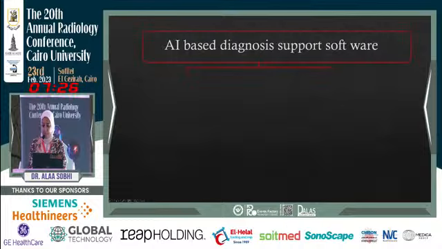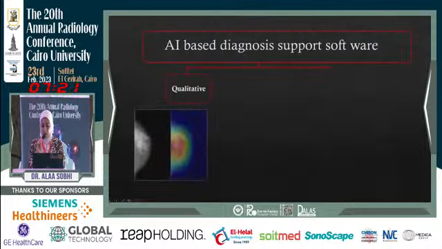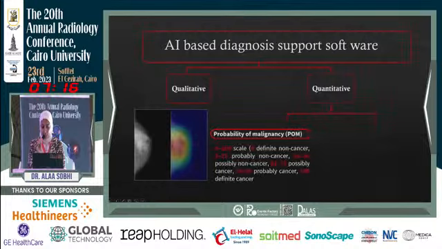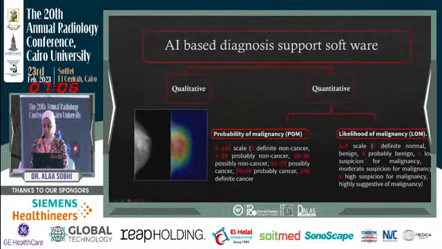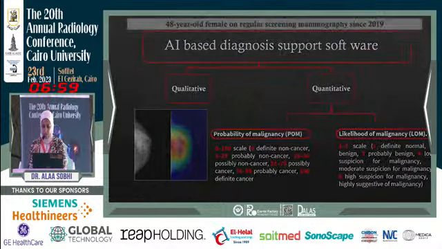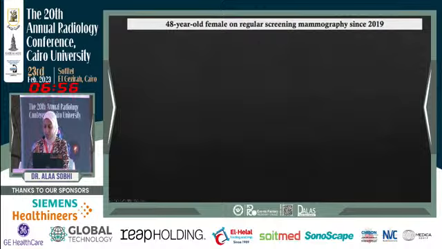How does AI software express and detect the abnormality? Either qualitatively through a heat map, or quantitatively through one or both of: probability of malignancy, a scale from 0 to 100, 0 definite non-cancer and 100 definite cancer; or likelihood of malignancy, another scale from 1 to 7, 1 definite normal and 7 highly suggestive of malignancy. Here we will discuss the value of AI in diagnosis and detection, and what is beyond the asymmetry, through some cases.